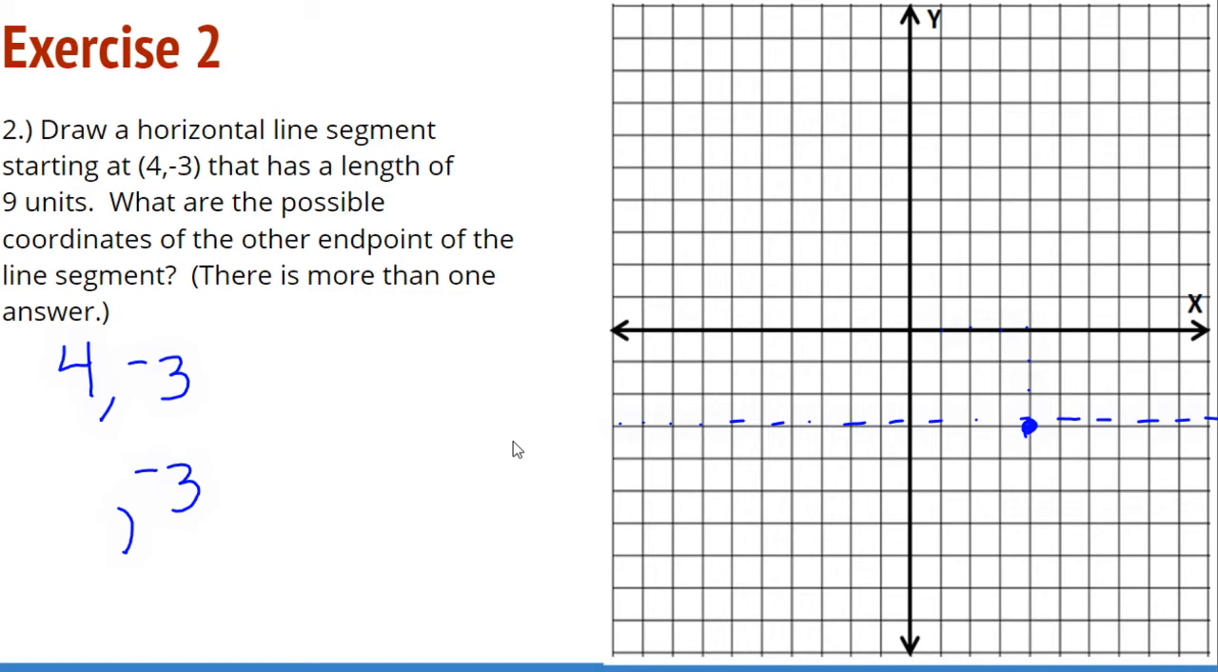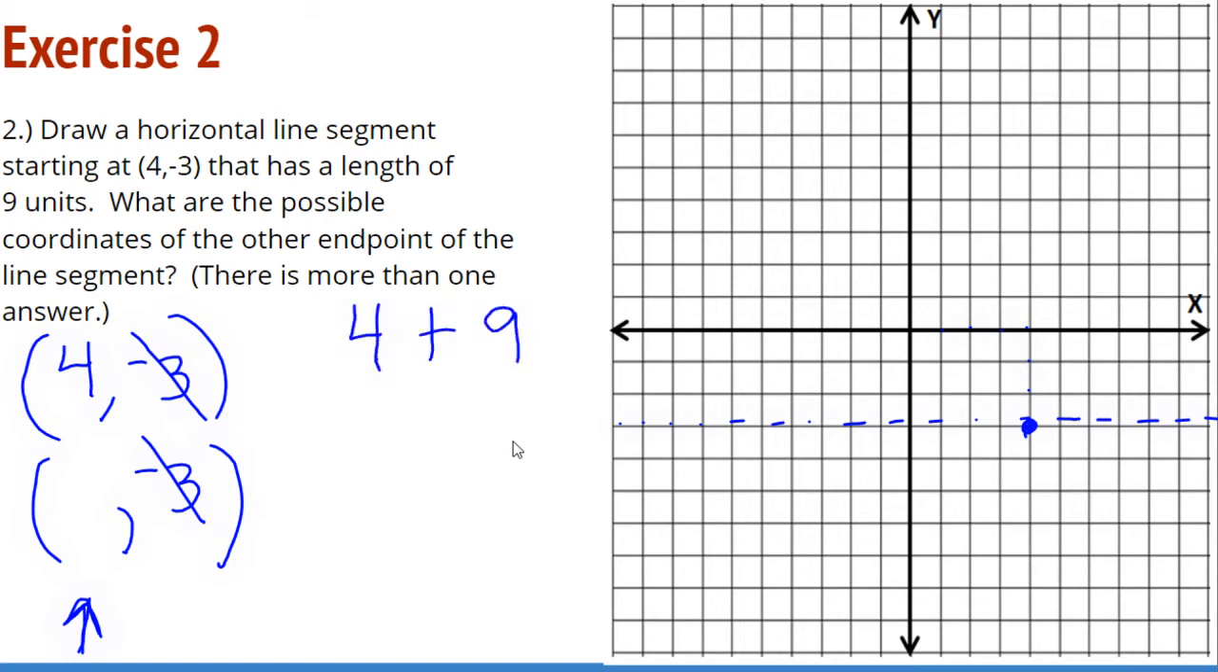Now I need a length of 9 units. So if I want to look at the length, I need to look at not these second coordinates, because that's what tells me I have a horizontal line, but I need to look at these first coordinates, the x-coordinate, and I need to have a distance of 9 apart. Now, one way that I could do this would be to just take 4 and add 9 more. 4 and add 9 more and be at 13, and then it would be a difference of 9. To go from 4 to 13 is a difference of 9. That's one way I could do it.